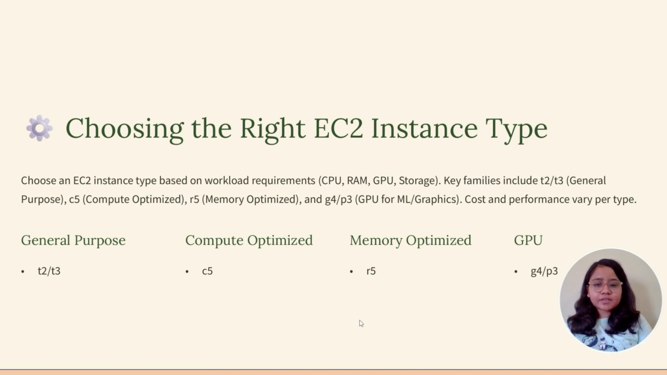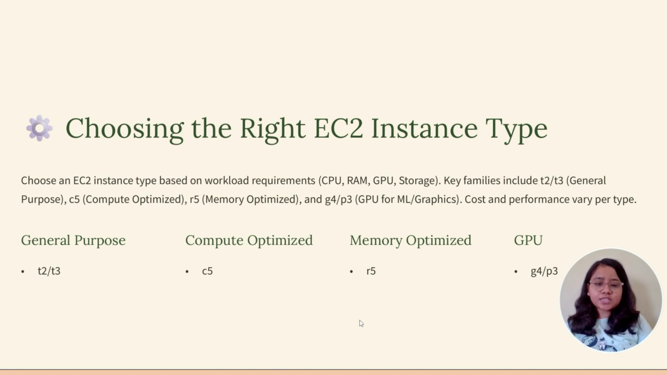Let's see each type. The first one is the T series, T2, T3. It is good for general purpose use, testing and light workloads. M series means balanced CPU and memory. It is ideal for small to medium web servers. C series is compute optimized. It is great for heavy processing tasks. R series is memory optimized, perfect for databases and caching. P or G series are GPU instances for ML, gaming or video rendering.